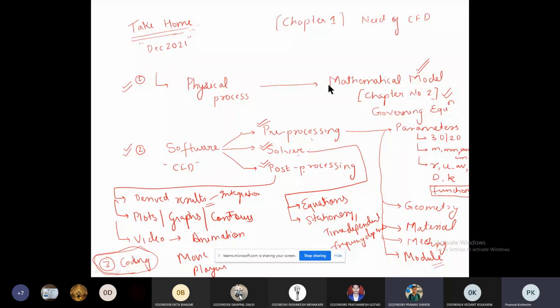Sir, it's basically converting the data which is available by scientific research into usable form by means of engineering. Correct.